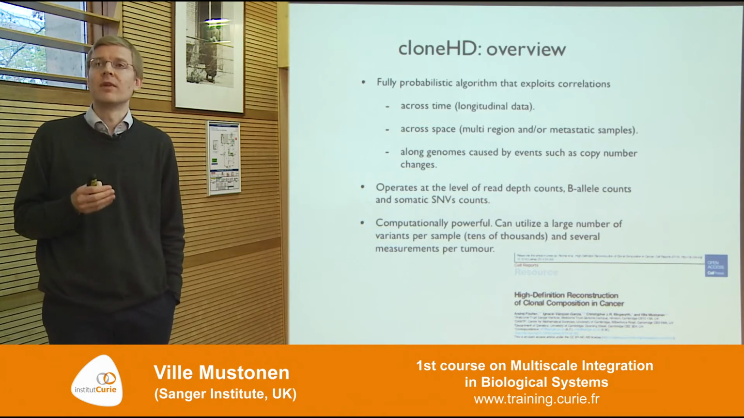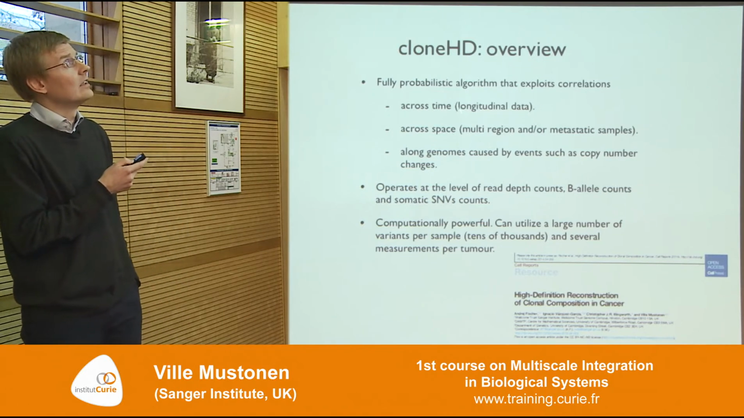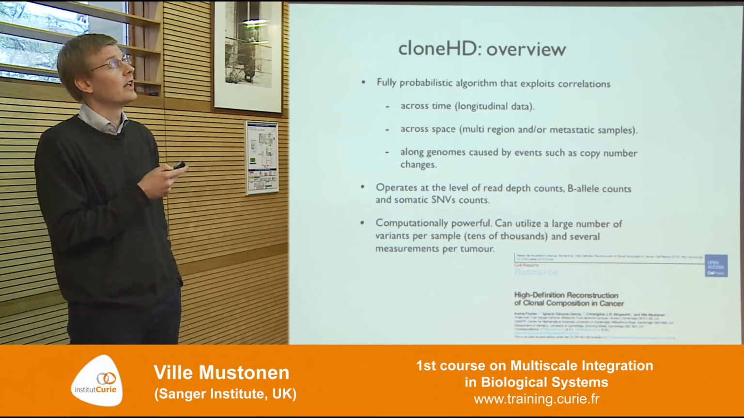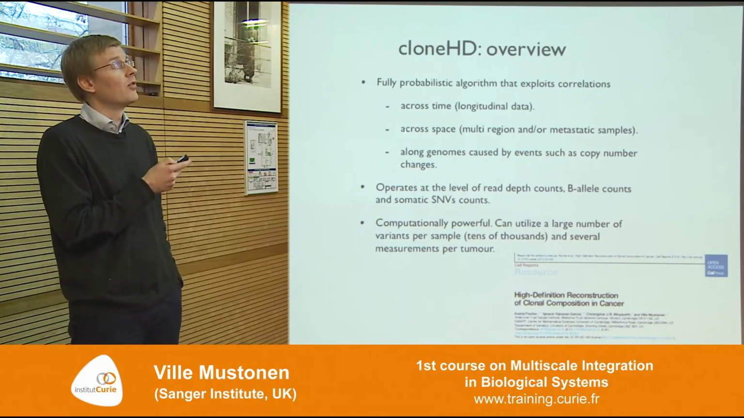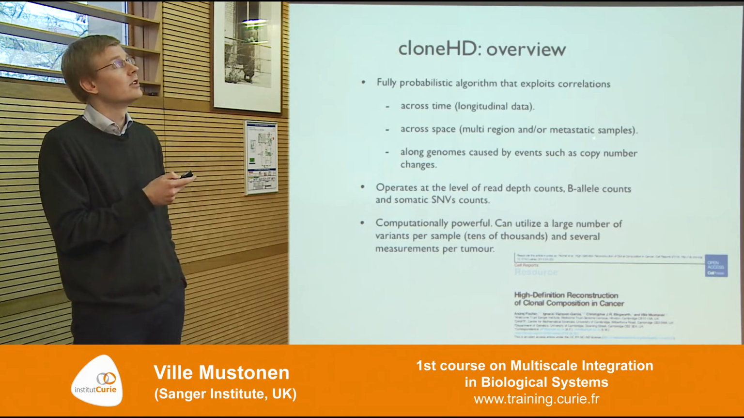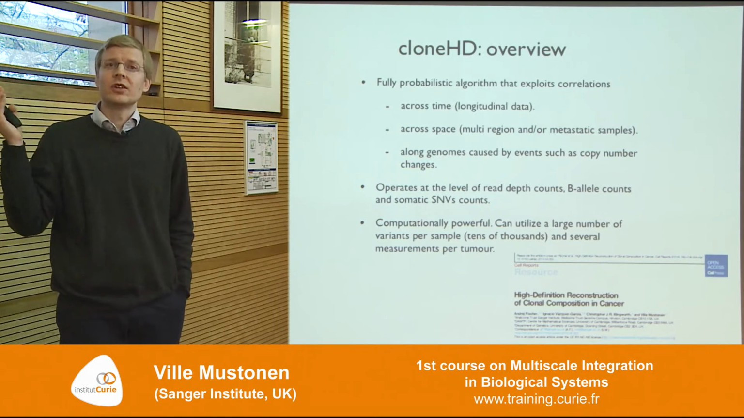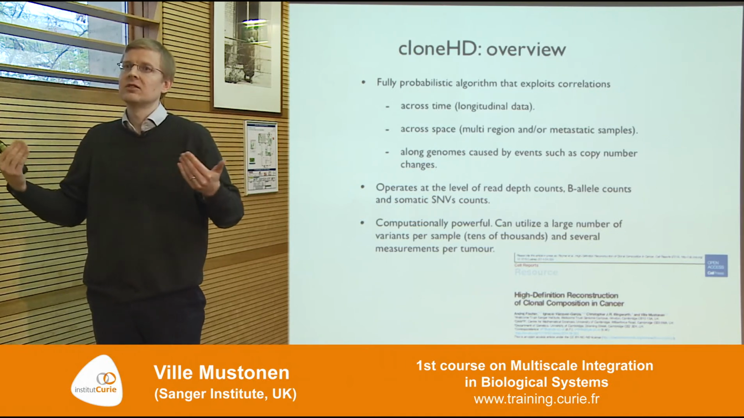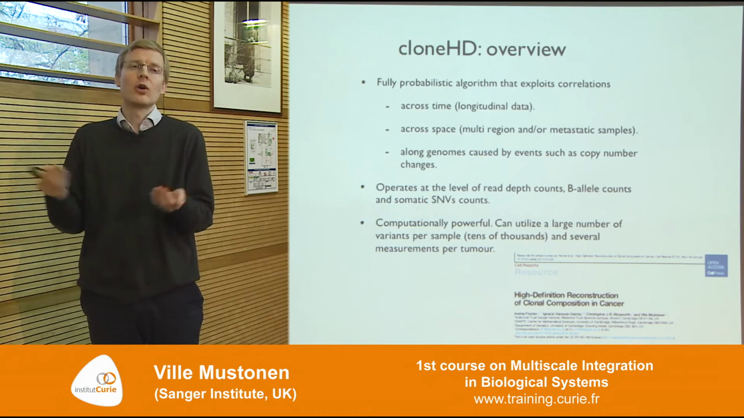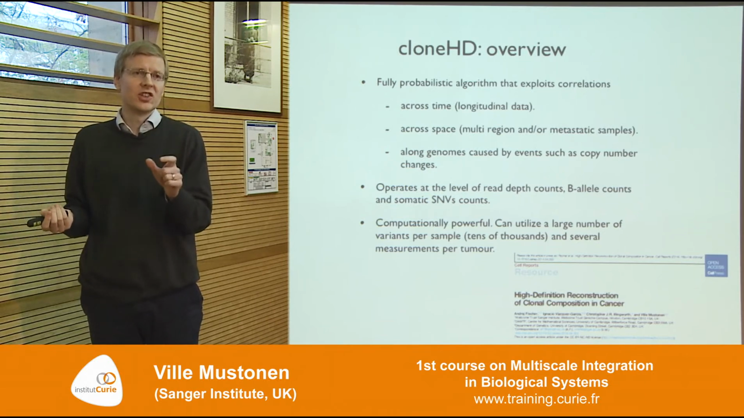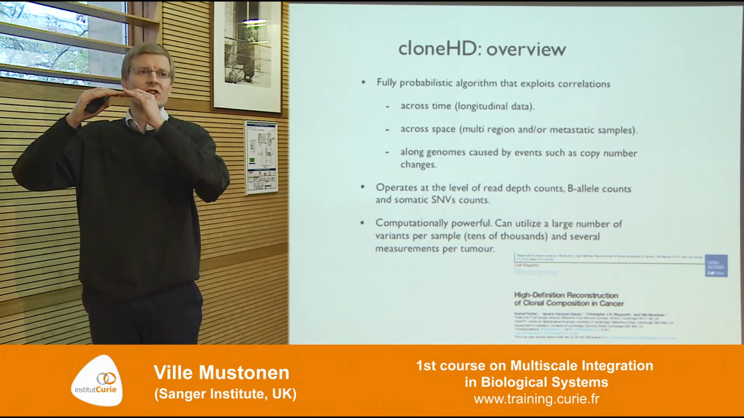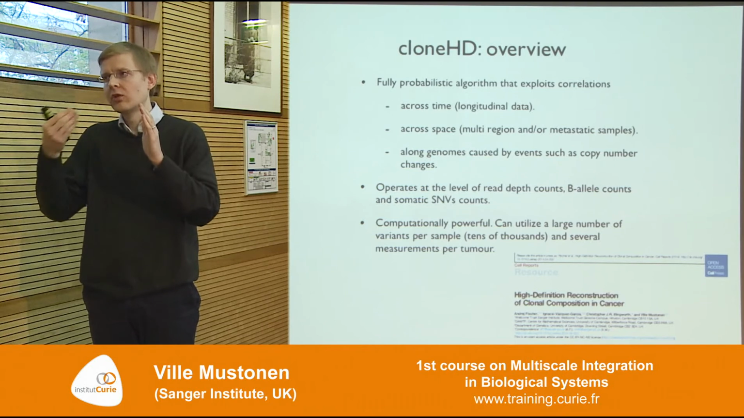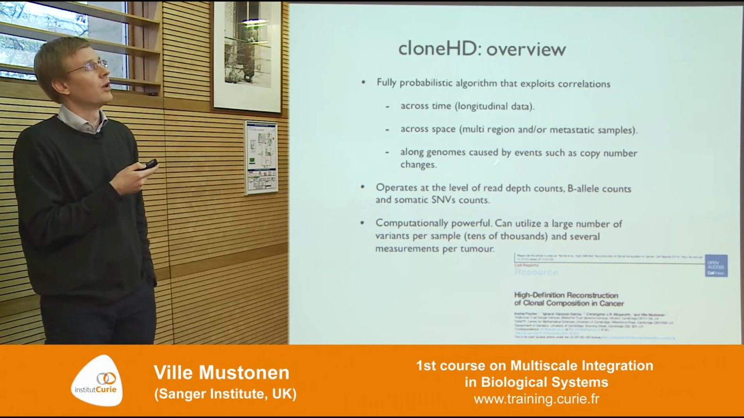It's a slightly different problem, but it's related. It's a fully probabilistic algorithm that tries to exploit correlations when they exist. Let's say you have longitudinal data, or multi-region sequencing, or metastatic samples, or you have correlations across the genome. Copy number change can change megabases of the genome or a whole chromosome arm. So even though you have short read sequencing, the actual signal is very strong, and millions of different reads are reporting the same event. So those correlated reads can then be exploited.